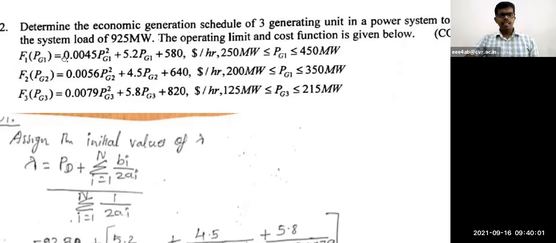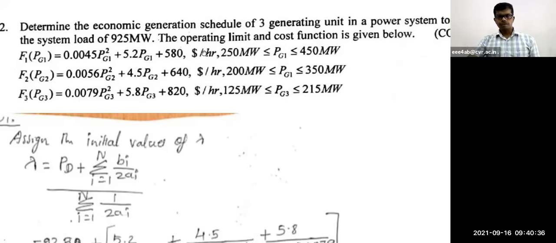Next, the general formulation already we have seen. Fi of PGi is equal to Ai PGi square plus Bi PGi plus Ci. So these are the fuel cost coefficients. For the first generating unit, this is A1, this is B1, that is 5.2 is B1, this is C1. Next, for the second generating unit, there is A2, B2, and C2. For the third generating unit, this term is A3, B3, and C3.